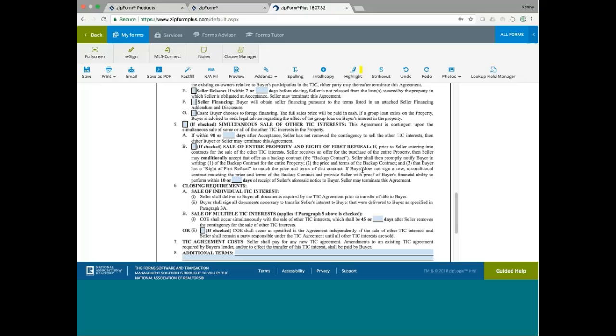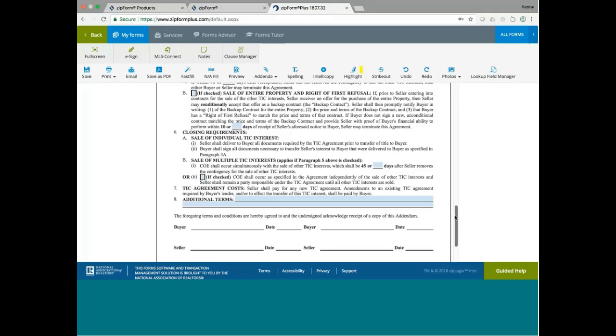You could lose your right to buy this fractional interest if the seller finds a buyer who wants to buy the entire building. However, if you have enough money to buy the entire building, you get the right of first refusal. That's what this means. Okay. All right.